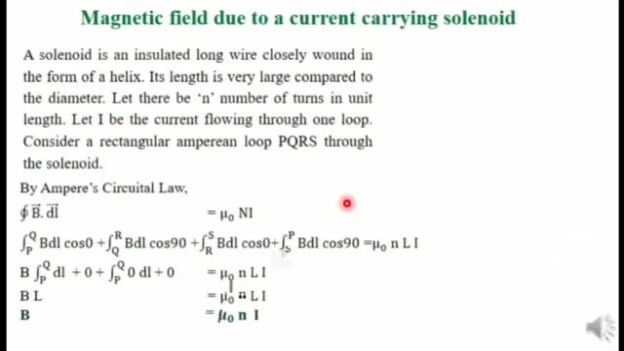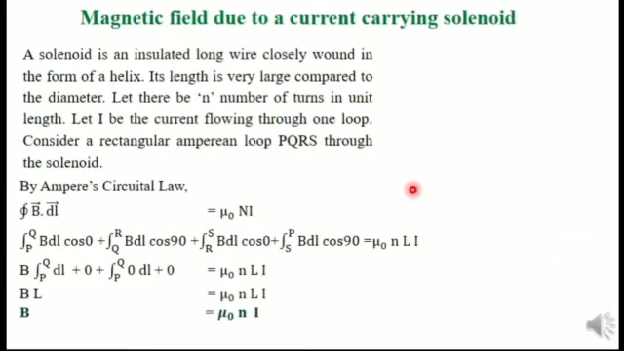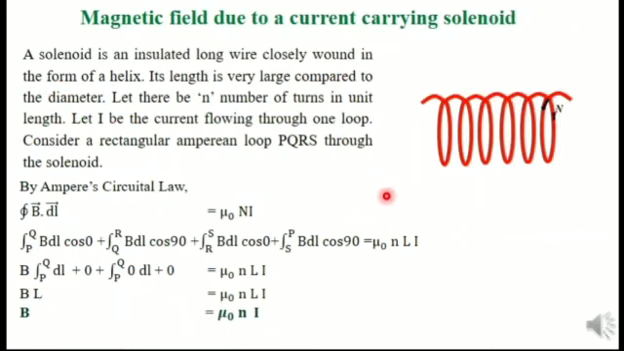A solenoid is an insulated long wire which is closely wound in the form of a helix. Its length L is very large compared to its diameter. Let n be the number of turns per unit length of the solenoid. Let I be the current coming from the cell, which means it is flowing through each turn of the solenoid.